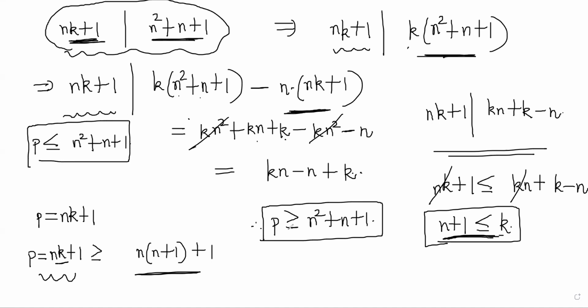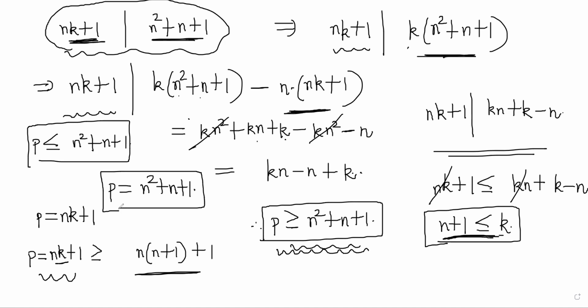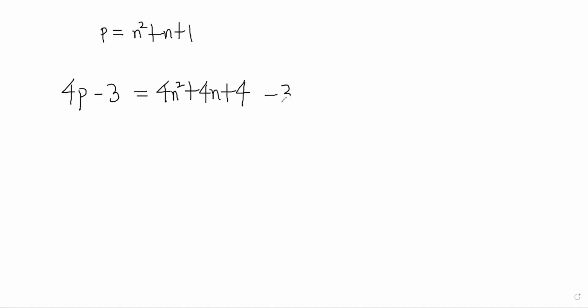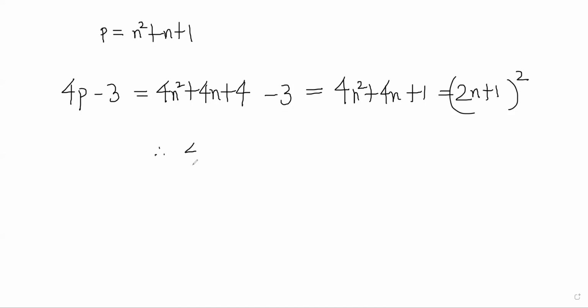And now we have concluded that P is greater than or equal to n square plus n plus 1. So that means both the things can be true only if P is equal to n square plus n plus 1, right? So if P is equal to n square plus n plus 1, that is our conclusion, then 4P minus 3 is equal to 4n square plus 4n plus 4 minus 3, which is equal to 4n square plus 4n plus 1, which is equal to 2n plus 1 whole square. And therefore 4P minus 3 is a perfect square.